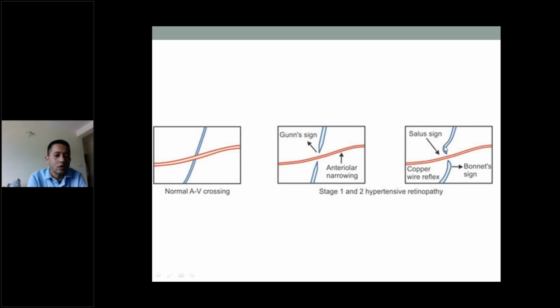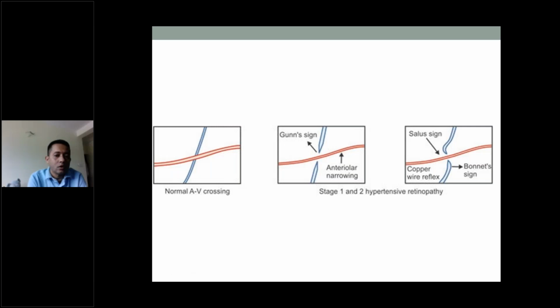So compared to the proximal, the distal part is more dilated because the artery has compressed, and now the venous blood flow is not able to flow freely. So there is some accumulation of the blood here, making the size slightly bigger, the caliber thicker than this side. So this is known as Bonnet sign. So these are some of the signs we see at the areas of AV crossing.